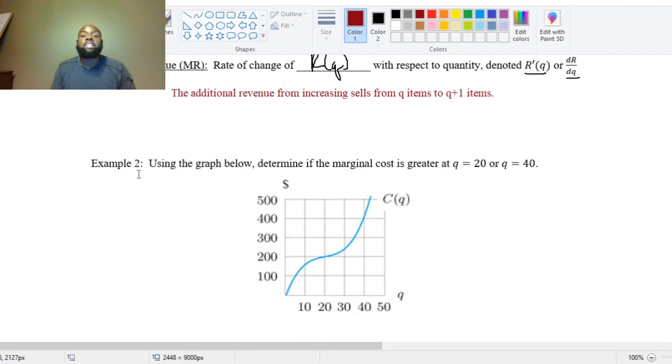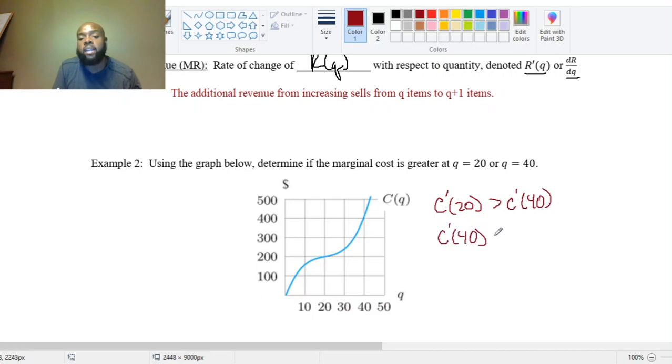And so let's look at some examples where we apply marginal cost and marginal revenue. In this example, I have my cost function. So this is C of Q. It's asking me to determine if the marginal cost is greater at Q equals 20 or Q equals 40, right? So remember, marginal cost, I want to say basically, is C prime of 20 greater than C prime of 40, or is C prime of 40 greater than C prime of 20, right?